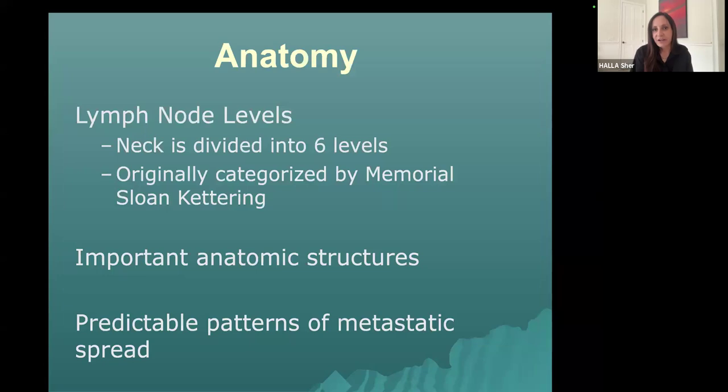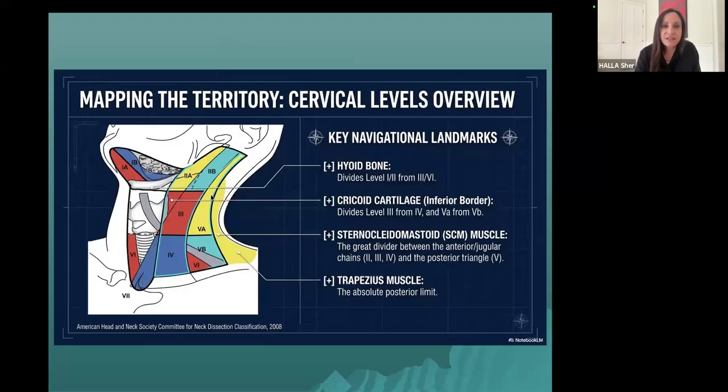But first, we're going to go over the anatomy, and I'm going to describe to you the different lymph node levels, their boundaries, and as well as important anatomic structures located within each level. And we will review their predictable patterns of metastatic spread. The lymph node levels were originally categorized by Memorial Sloan Kettering Cancer Center in New York.